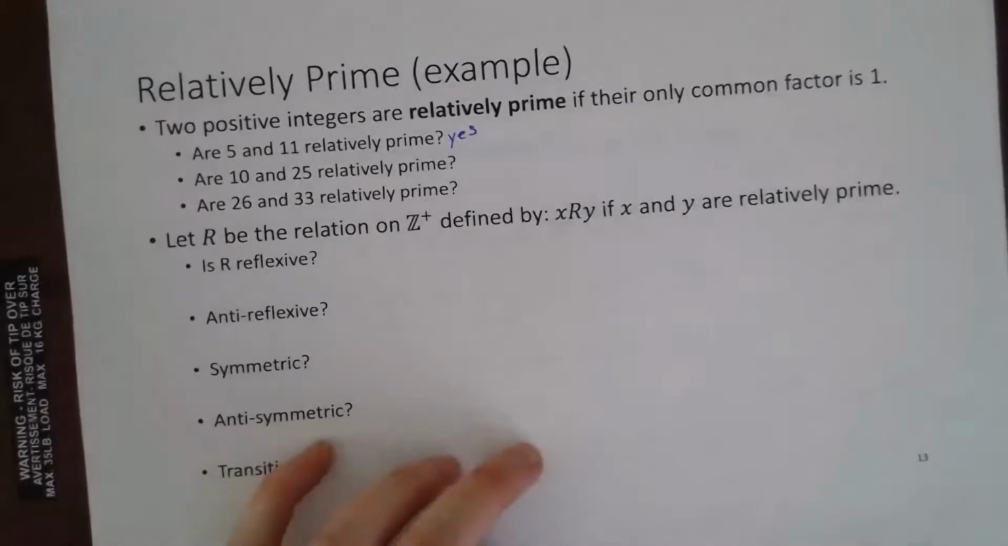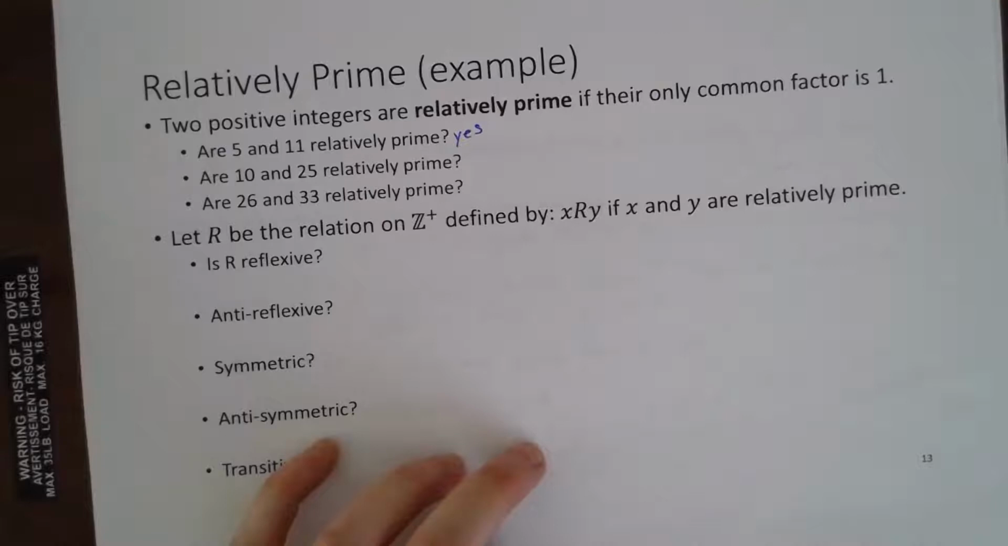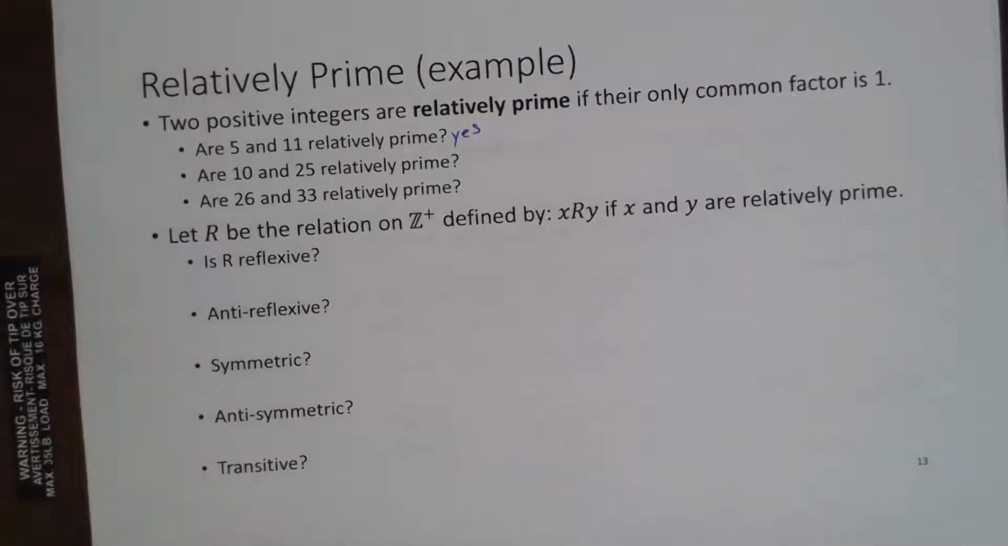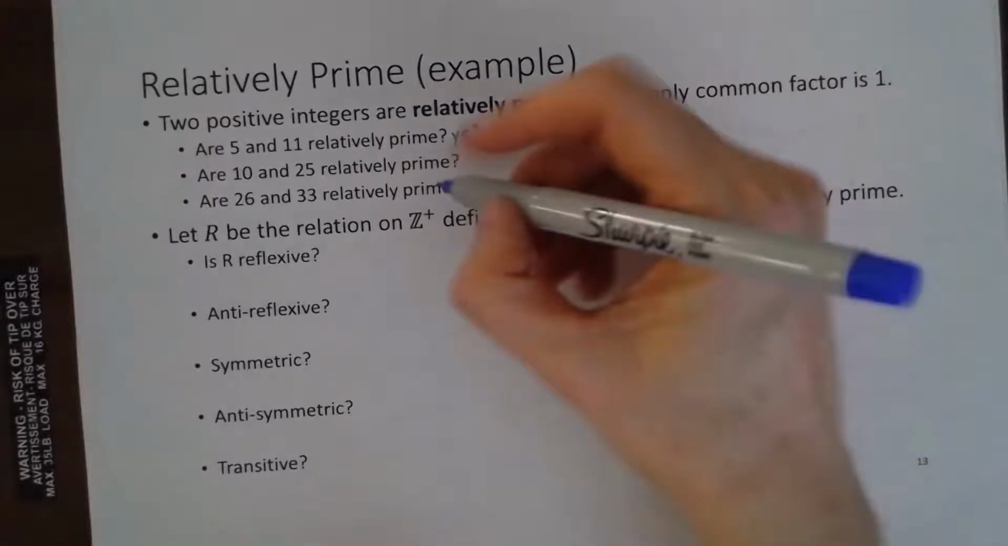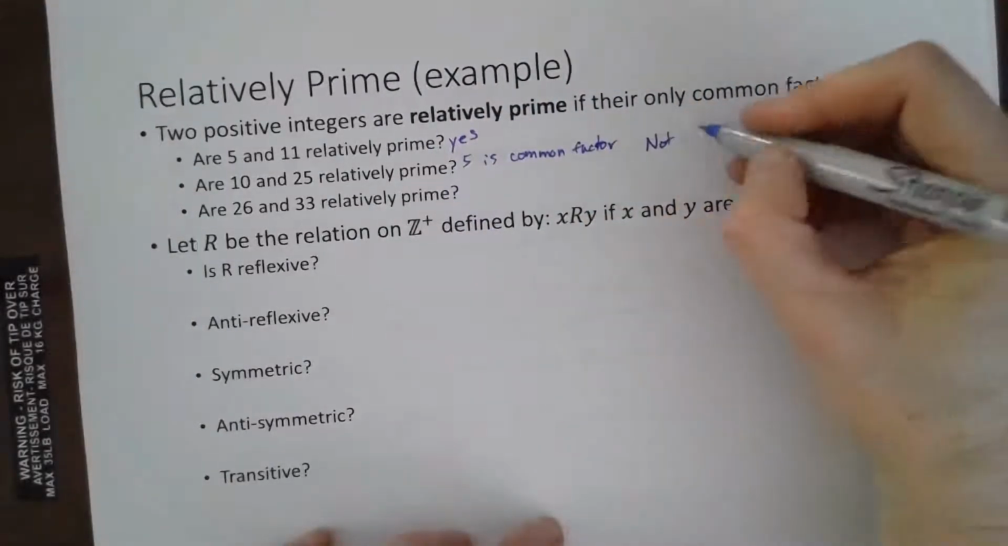So are we just looking if each of the numbers are prime? No, we are not looking at if the numbers are prime. It actually has nothing to do with whether the numbers themselves are prime, which we will see in the next couple of examples. So are 10 and 25 relatively prime? There we have to ask ourselves, is there any other common factor besides 1? Yeah, 5. So 5 is a common factor. No, they are not relatively prime.